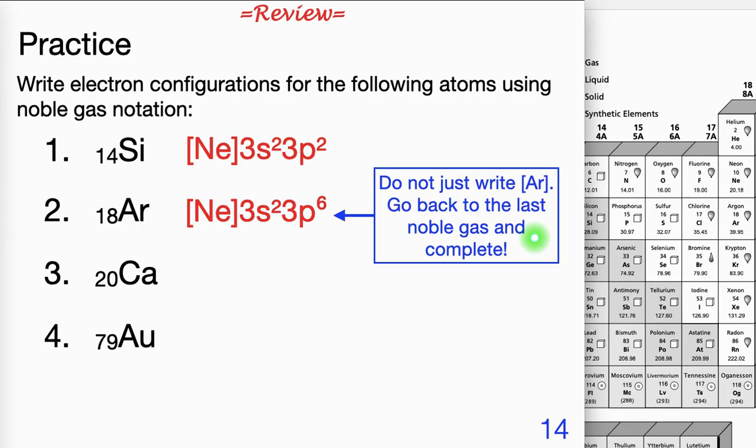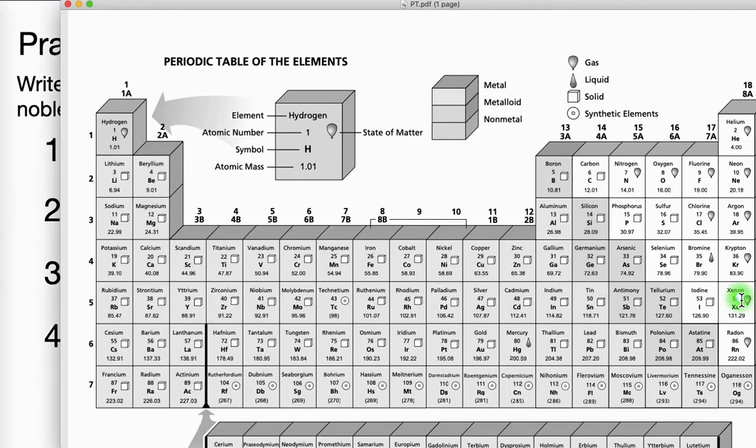Most ions, when they become ions, will have the configuration of a noble gas. You might remember the octet rule. Atoms tend to lose, gain, or share electrons to have the configuration of a noble gas. So it's very common to have the configuration of a noble gas. Calcium is right here. So going backwards, the first noble gas we come to is argon. So argon in brackets, and then 4s2.